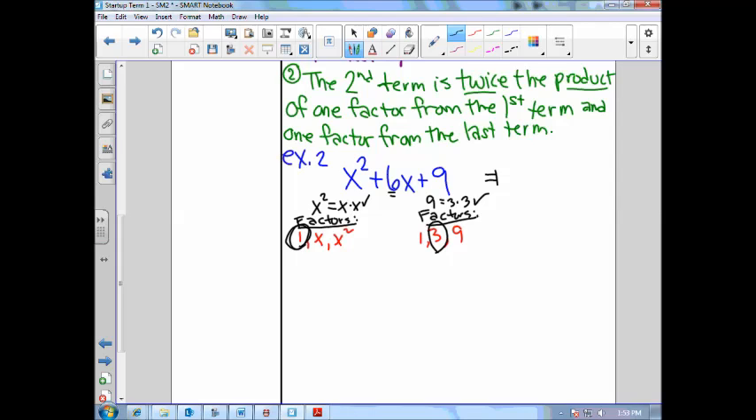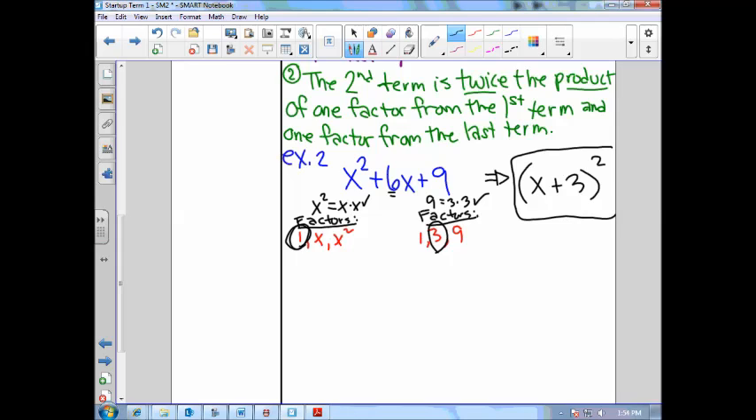So now we can write our perfect square. Okay, Susan, what goes in our answer for the perfect square? X. Perfect. And then squared, like that. Okay, x plus 3 squared. Is this making sense? Great, let's try another one.